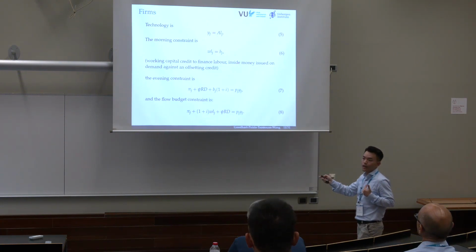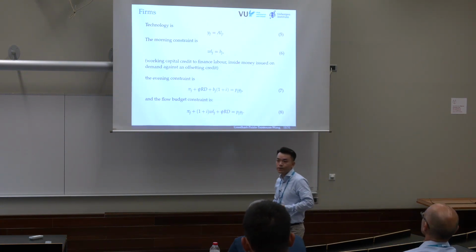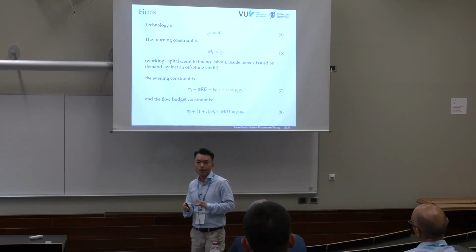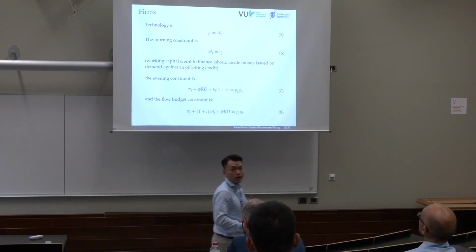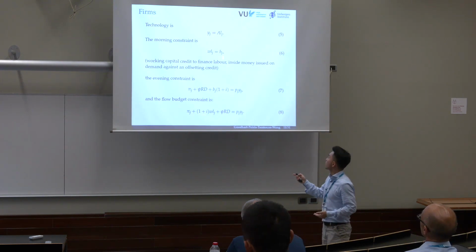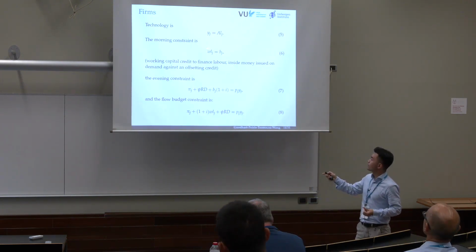In the morning, they haven't sold their proceeds, so that's why they need to apply for working capital credit to borrow money to pay for the wages, because they haven't received their revenue. They got the working capital and the money to pay for the wages.